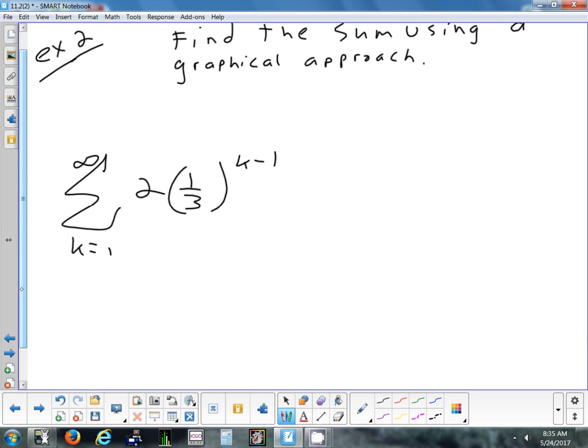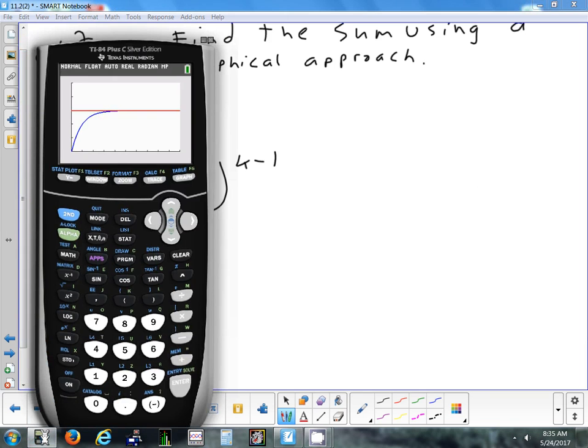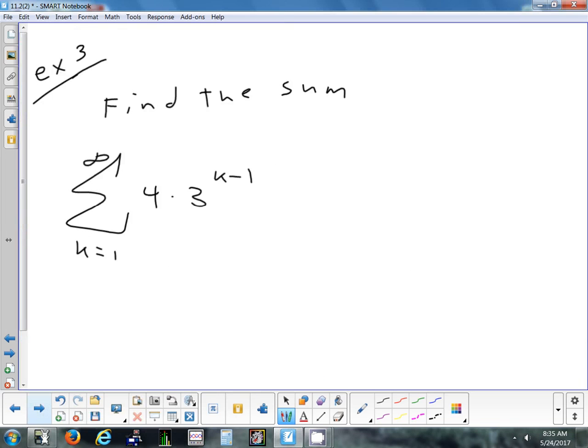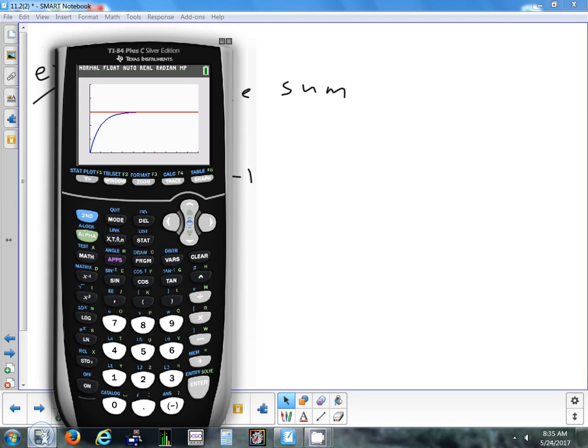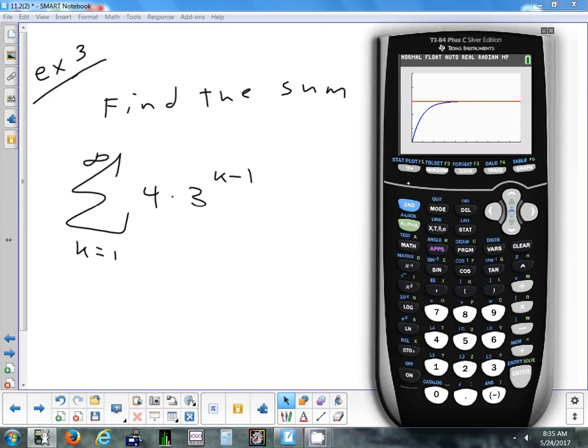All right, so find the sum using a graphical approach. We already did that. That's what I did on that screen. All right, let's try this one. Let's try to find the sum using a graphical approach. Since I already have the last problem typed in, I just have to change a couple things. What is my first term here? 4. And what's r in this case? 3. So it's not 1/3 anymore. It's 3. So we're going to make that a 3.